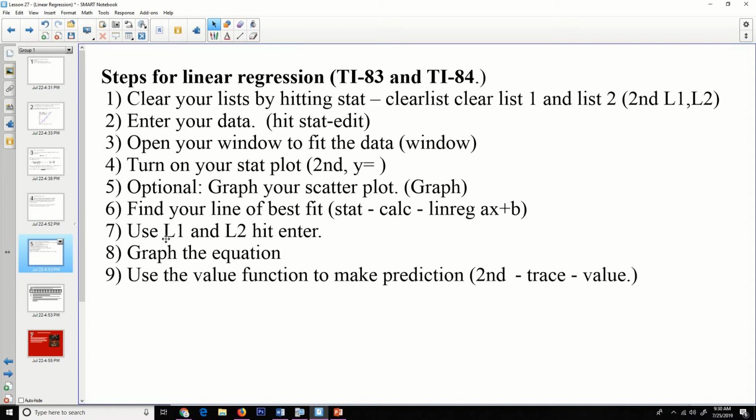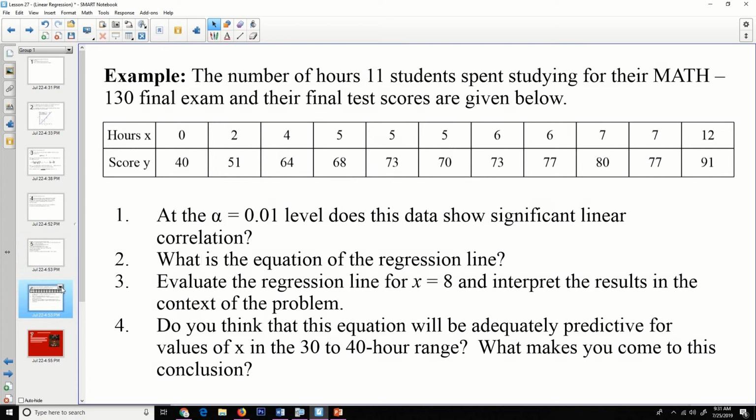And then make sure we hit L1 and L2, and also make sure that your frequency list is clear for that. You don't want to have that. And then we can graph the equation. And then if we need to make a prediction, which is what this lesson is about, we'll hit second and then trace, value, and we can plug it in. And if it's multiple values, you could also use a table, but you'll see what that looks like here in a moment.